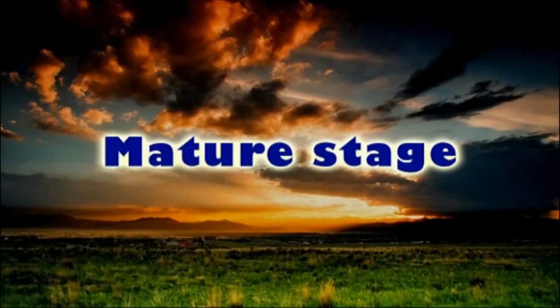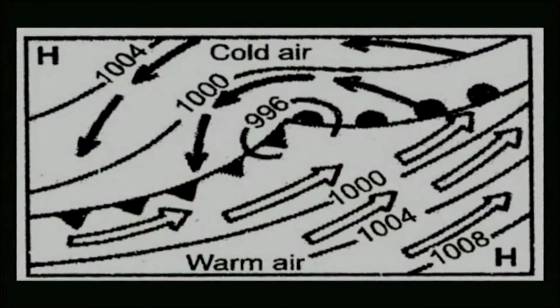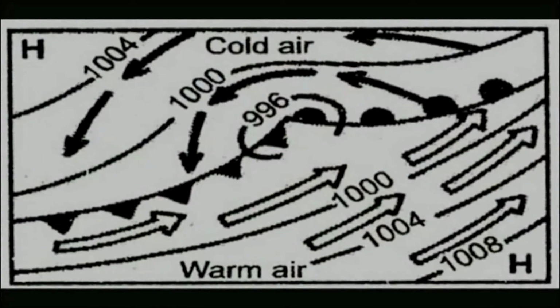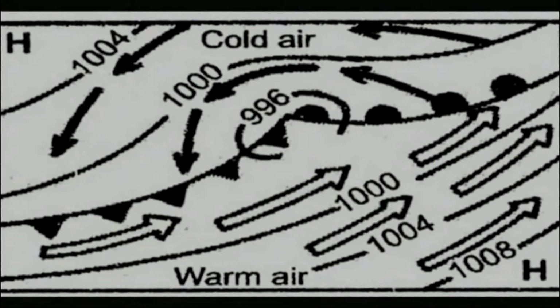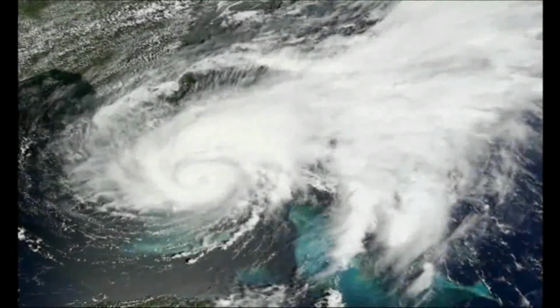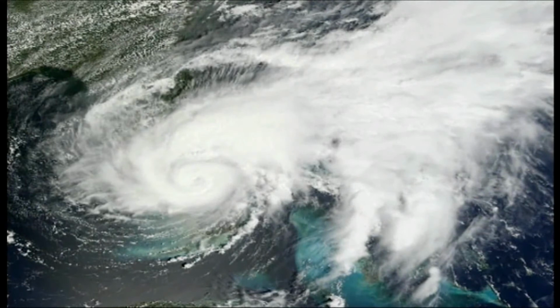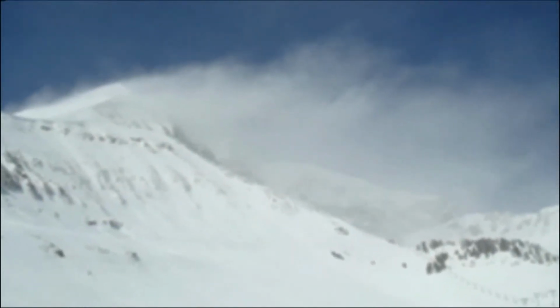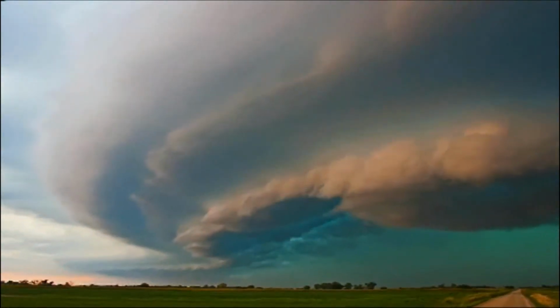Mature stage. In the third stage, the intensity of the cyclone increases. The air in the warm sector starts flowing from the southwest towards the cold air flowing from the southeast. Now, the cyclone is fully developed. There are well-marked warm and cold sectors. Warm air in this stage moves faster than the cold air.